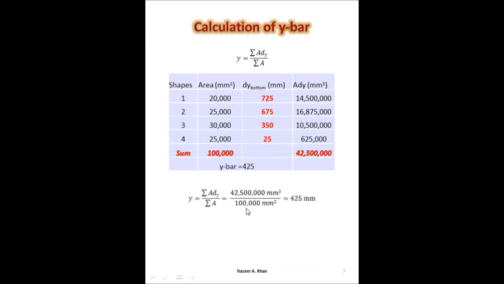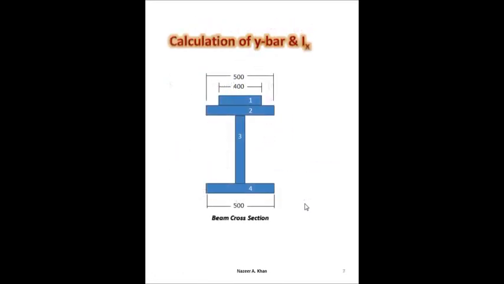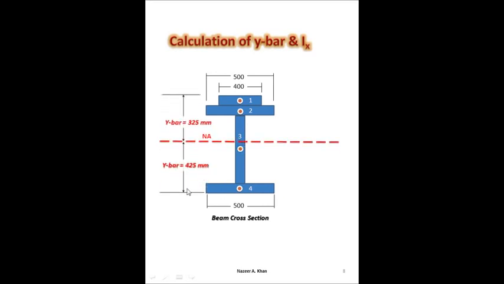Again, it's demonstrated right here. You just drop the 30, drop 2 more 0s, and you have 425 as your Y bar. Now remember that this Y bar is from the base of the cross section, so let's take a look at that. I place the centroid in because we're going to need that, and we have 425 from the base to the neutral axis. This is the centroid of the complex shape.